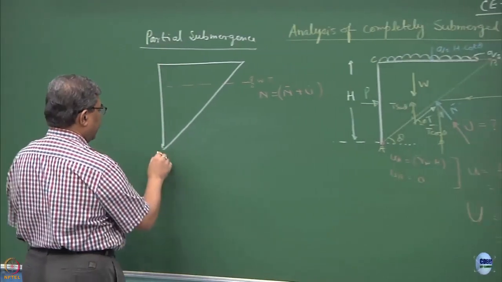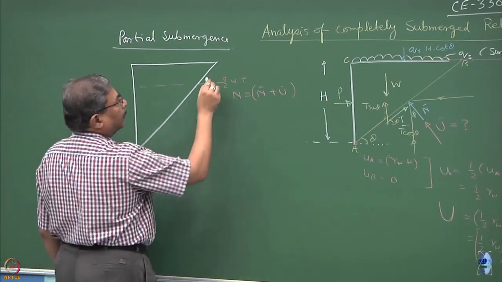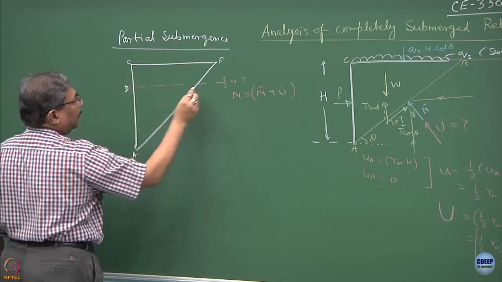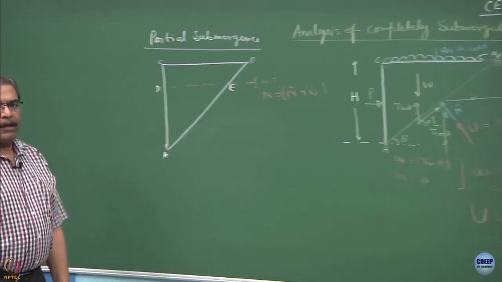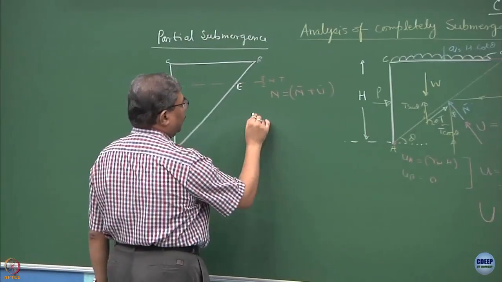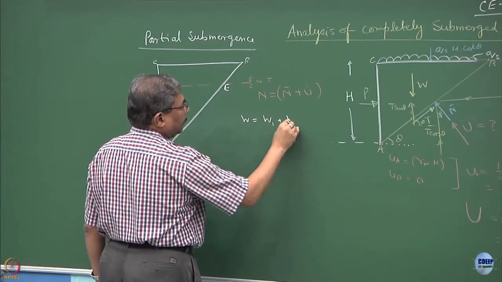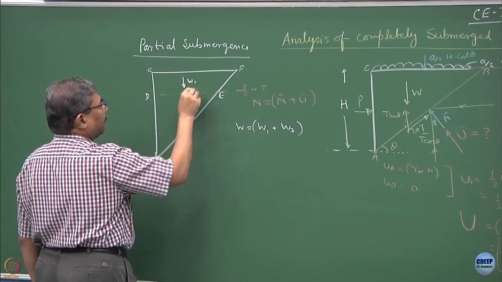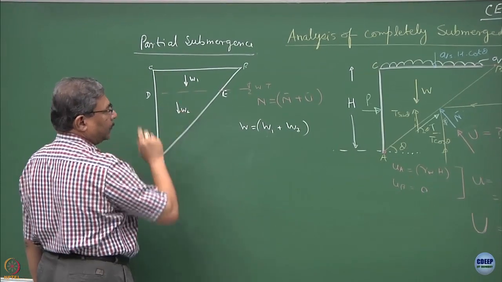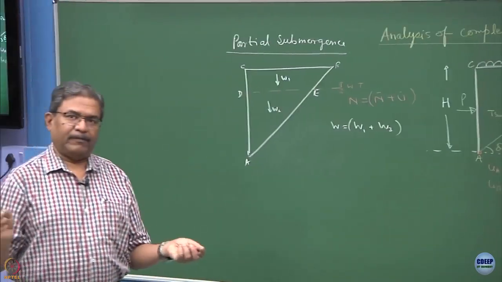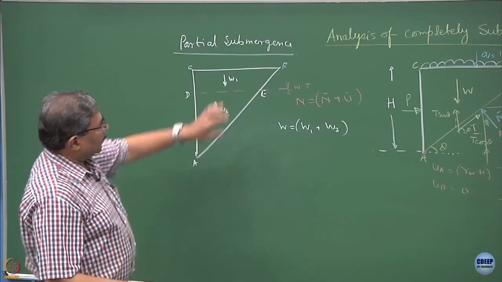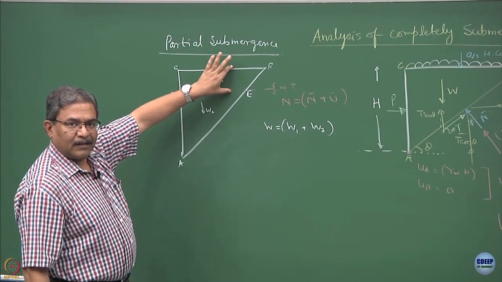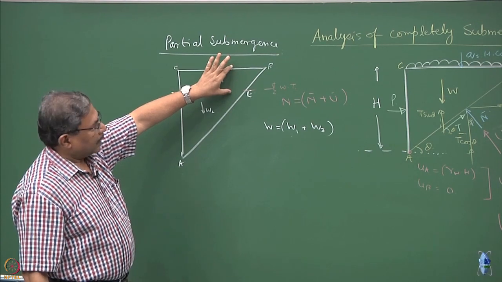If I had written here A, B, C, D and E, the weight will now have two components. So, this is W1 and this is W2, and we have discussed enough about the state of the soil mass in this block, all right, in the first course of soil mechanics.